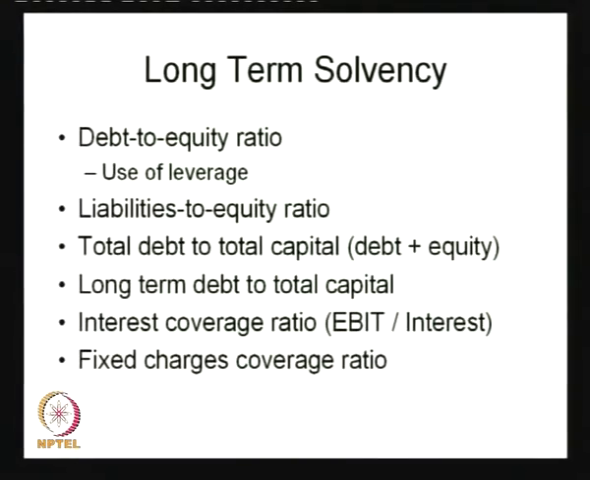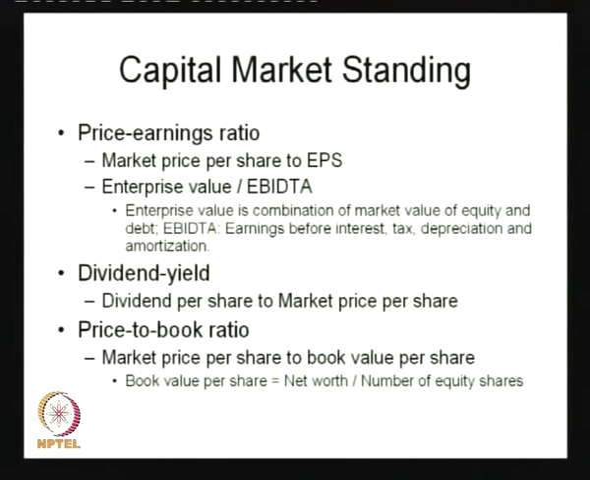Then we go to the next category of ratios, that is capital market standing. In these ratios, we talk about how this particular company stands in the capital market. The first ratio in this case is the price earnings ratio, where we take the market price per share to earnings per share. We find the market price of this share from the capital market, and instead of taking the market price on a particular day, one can take the average market price during a particular period and divide it by the earnings per share of the company.